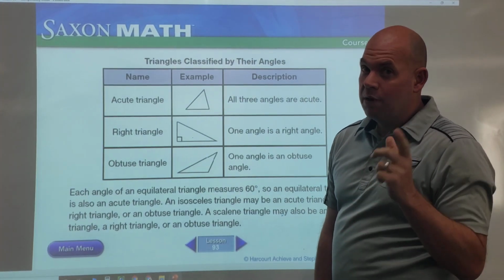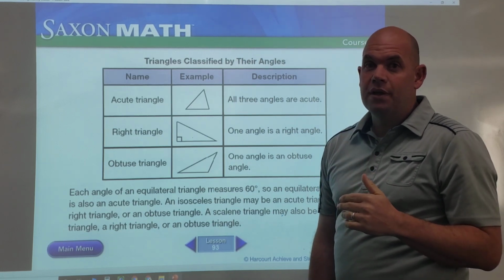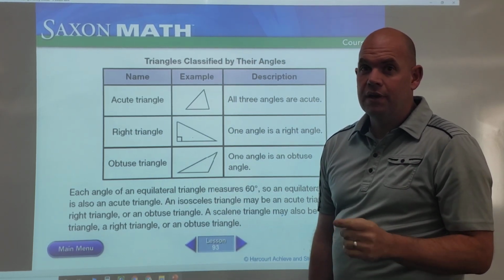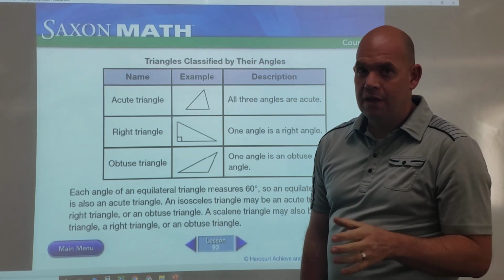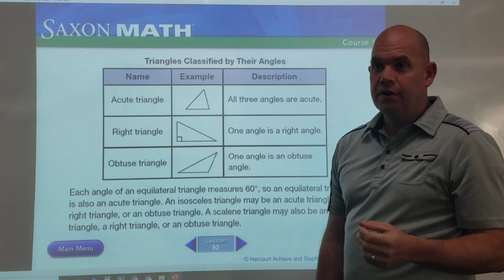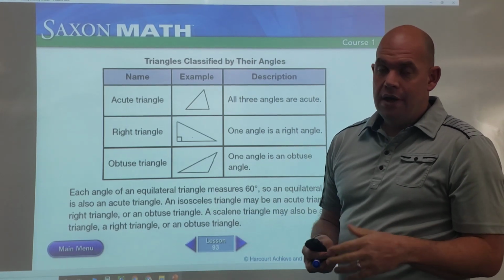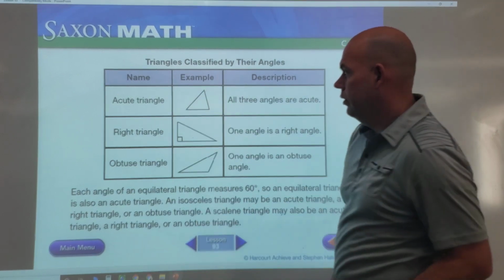Now, you'll remember an equilateral triangle means they're all equal in length. That's going to be 60 degrees for each angle, because all the interior angles will add up to 180 degrees, and that's true for any triangle. So if those interior angles are equal, it has to be 180 divided by 3, which is 60. So that's going to be an acute triangle.